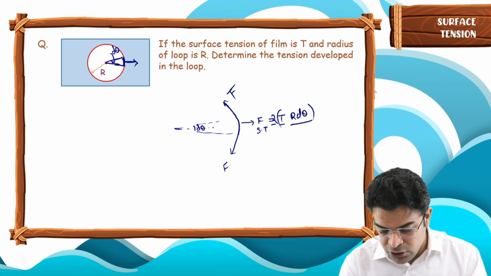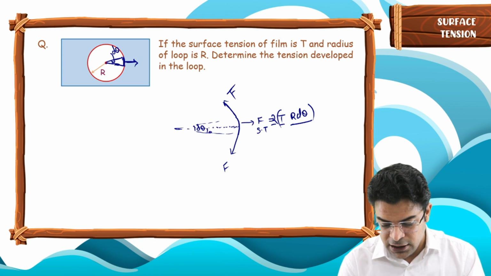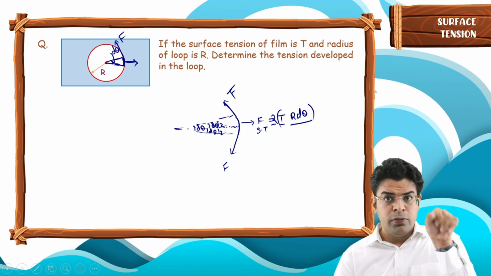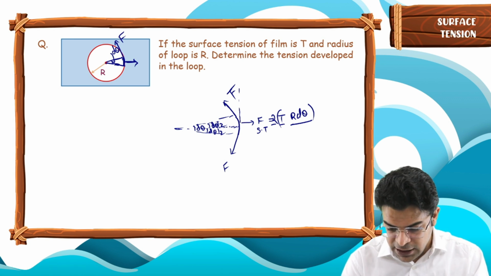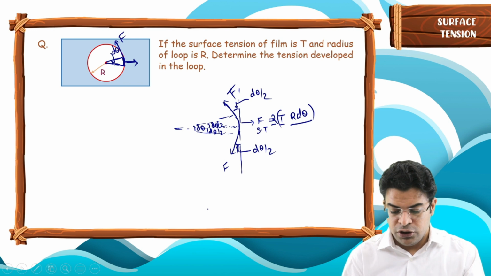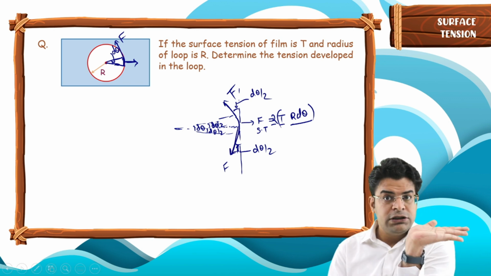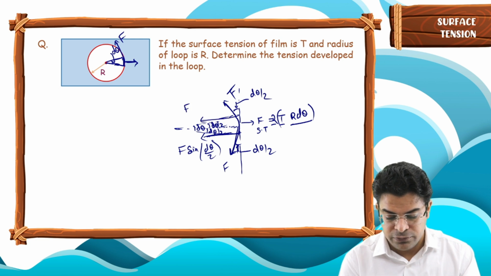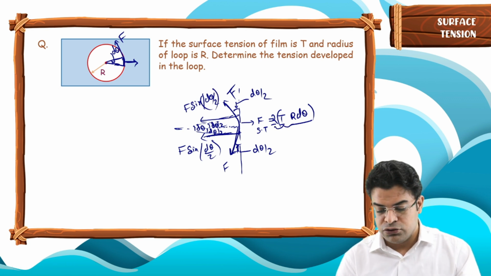Now, if I draw a line symmetrically, this angle will be d theta by 2 and this angle will also be d theta by 2. So this force applied by the remaining loop on this small part will also make an angle d theta by 2 with the vertical. And this force will also make an angle d theta by 2 with the vertical. So you will say F sine d theta by 2, the component towards the center, plus F sine d theta by 2. These two sum equals 2T r d theta.